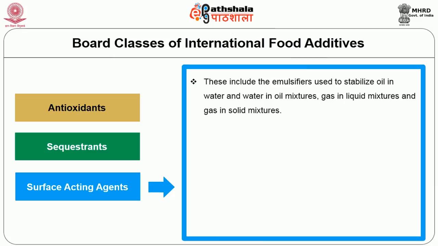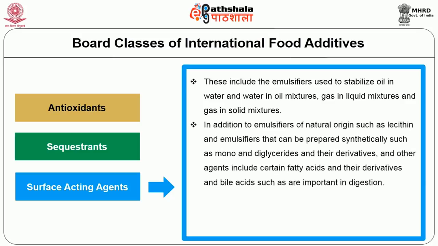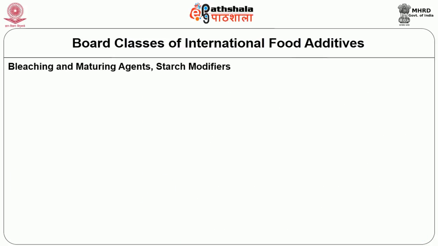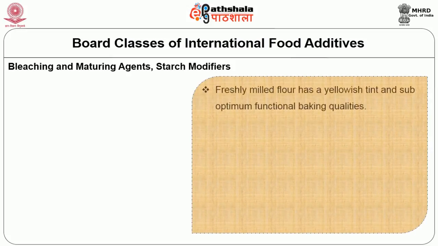Surface active agents. These include the emulsifiers used to stabilize oil in water and water in oil mixtures, gas in liquid mixtures and gas in solid mixtures. They include emulsifiers of natural origin such as lecithin, and emulsifiers that can be prepared synthetically such as mono and diglycerides and their derivatives. Other agents include certain fatty acids and their derivatives, and bile acids, which are important in digestion. Surface active agents exert a variety of effects such as emulsifiers, wetting agents, solubilizers, suspending agents and complex agents.